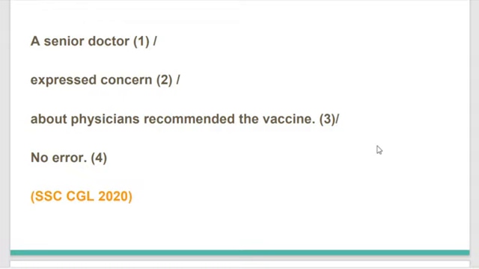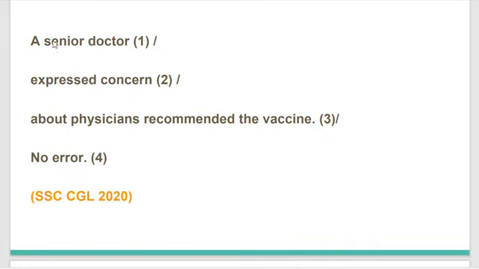A senior doctor expressed concern about physicians recommended the vaccine. This is a question of SSC CGL 2020. Now let's try to solve this question. This is a little different. Let's try to be specific.